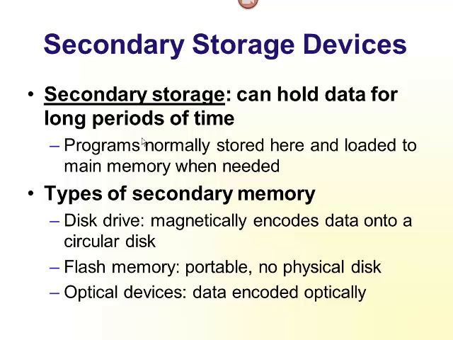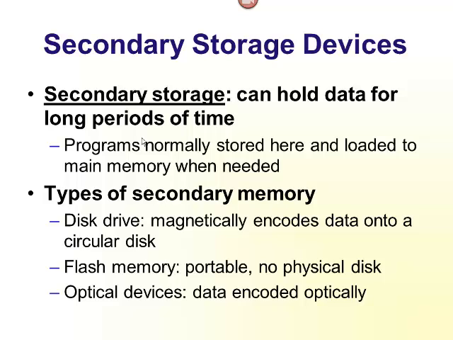A second type of memory is secondary storage. Secondary storage can hold data for long periods of time. Programs that are normally stored here stay here until something happens to the storage medium. Secondary storage is also much cheaper than main memory, which is RAM. Secondary storage always has to be backed up. As I say, there are only two types of hard drives, ones that have failed and ones that will fail. Secondary storage is huge. It's not limited in capacity like RAM is. It's not as expensive as RAM is.